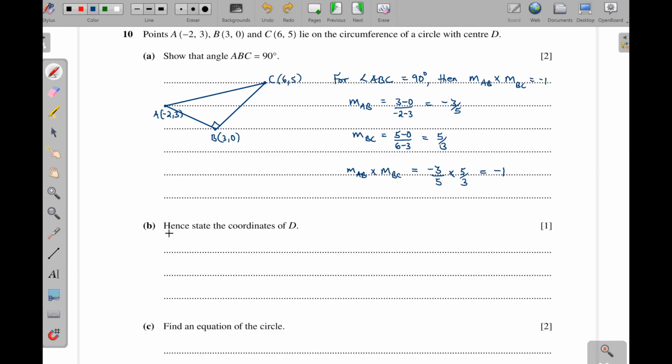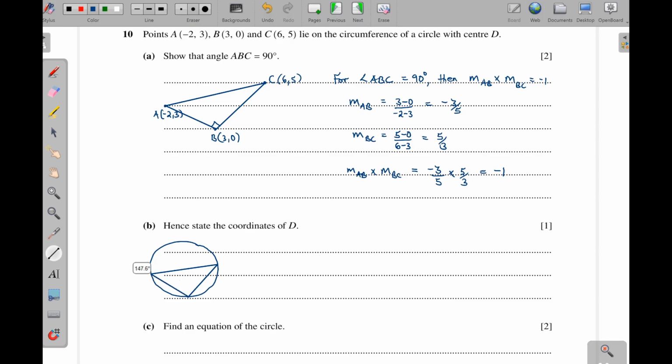And then part B, they are saying that hence state the coordinates of D. Now in circle theorems, we have what we call angle in the semicircle. So if you have a diameter, that is the line that passes through the center of the circle connecting the 2 points on the circumference, right? Then you draw here. In fact, let me make it much more beautiful. So like that, then you connect to the circumference of the circle.